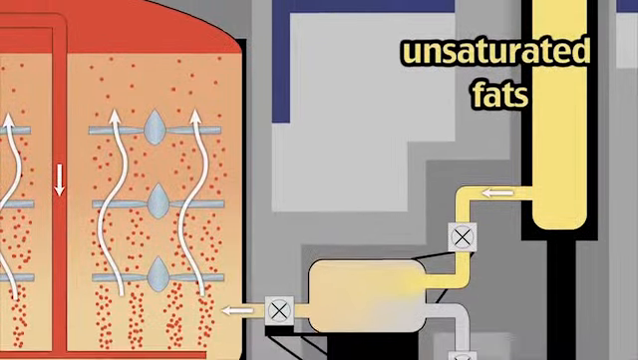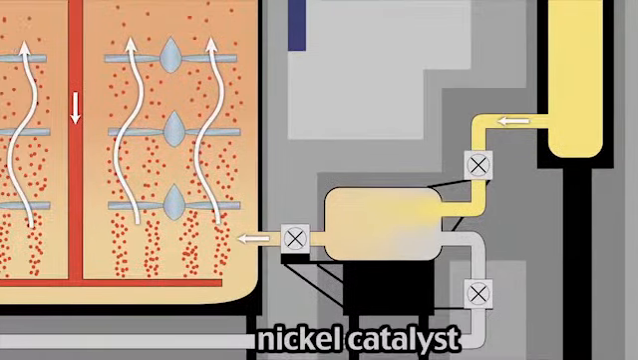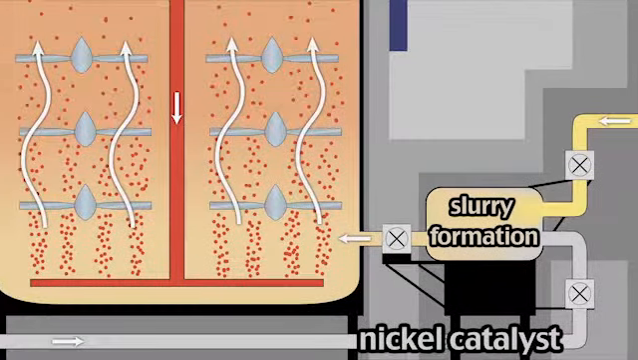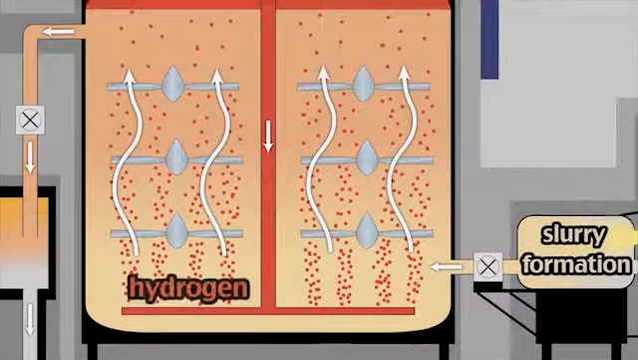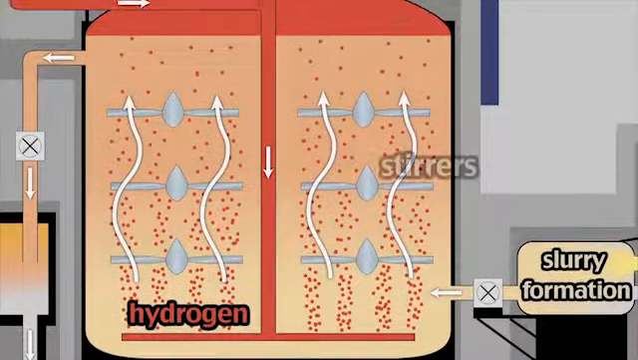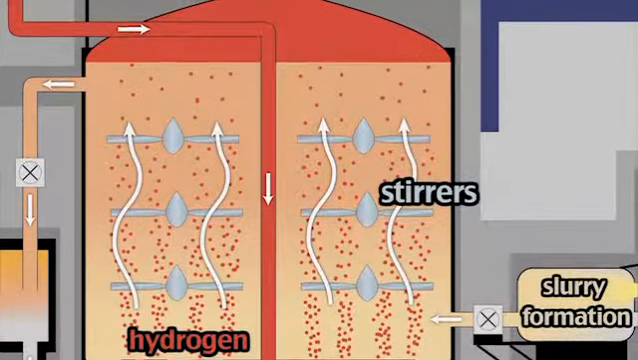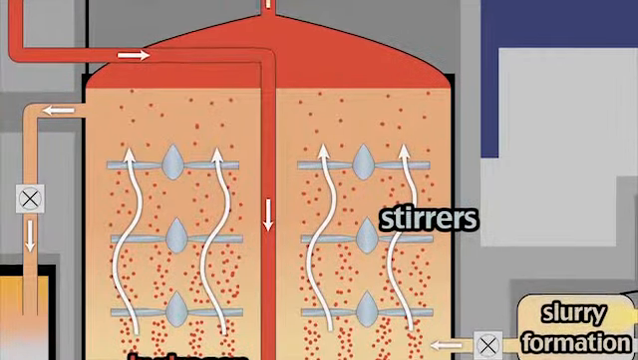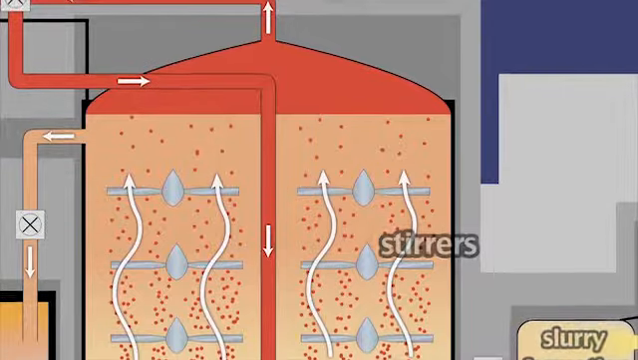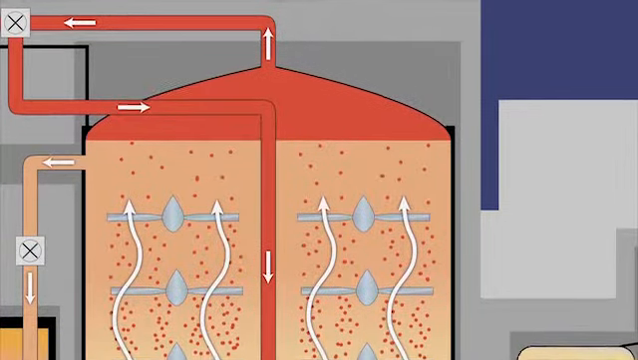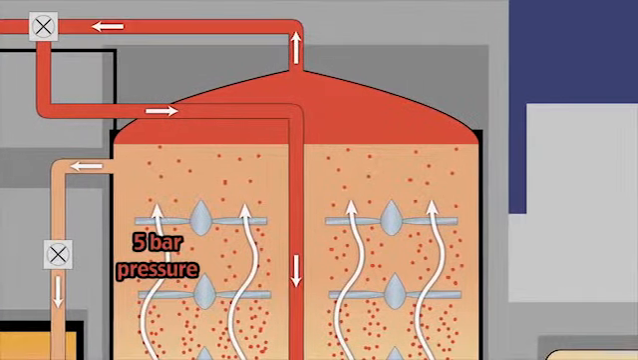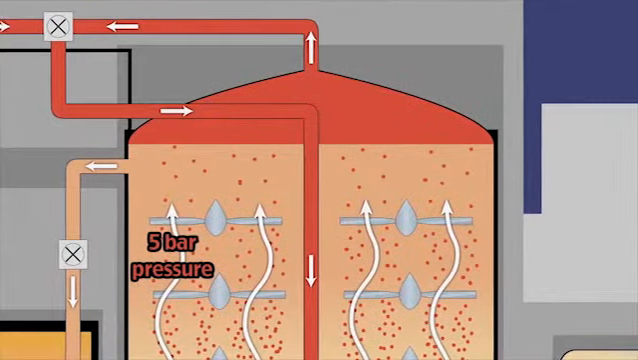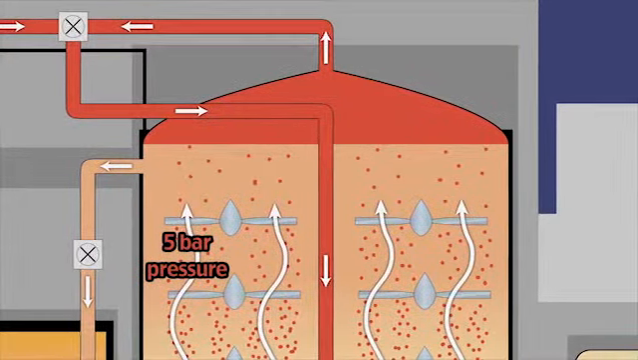In this reaction, unsaturated vegetable oil is mixed with powdered nickel to form a slurry. This is then introduced into the reactor. Hydrogen is pumped into the bottom of the reactor, and as it bubbles up through the vessel, it comes into contact with a mixture of catalyst and vegetable oil. The hydrogen is bubbled through at 5 bar pressure. This increases the rate at which the hydrogen collides with the surface of the nickel.